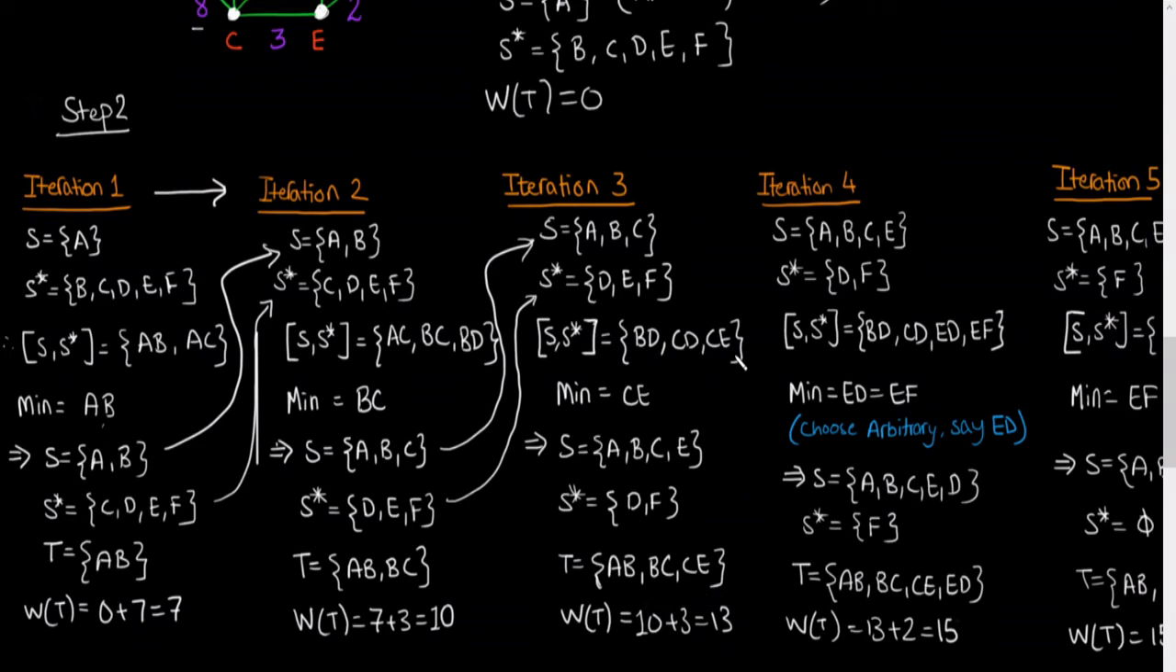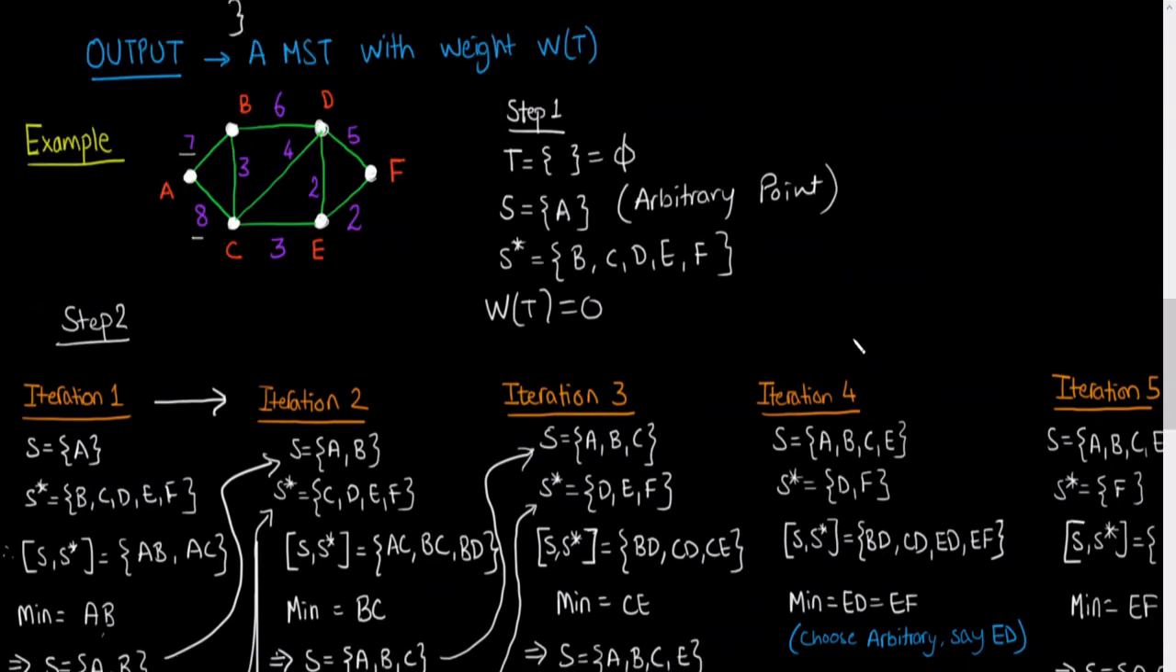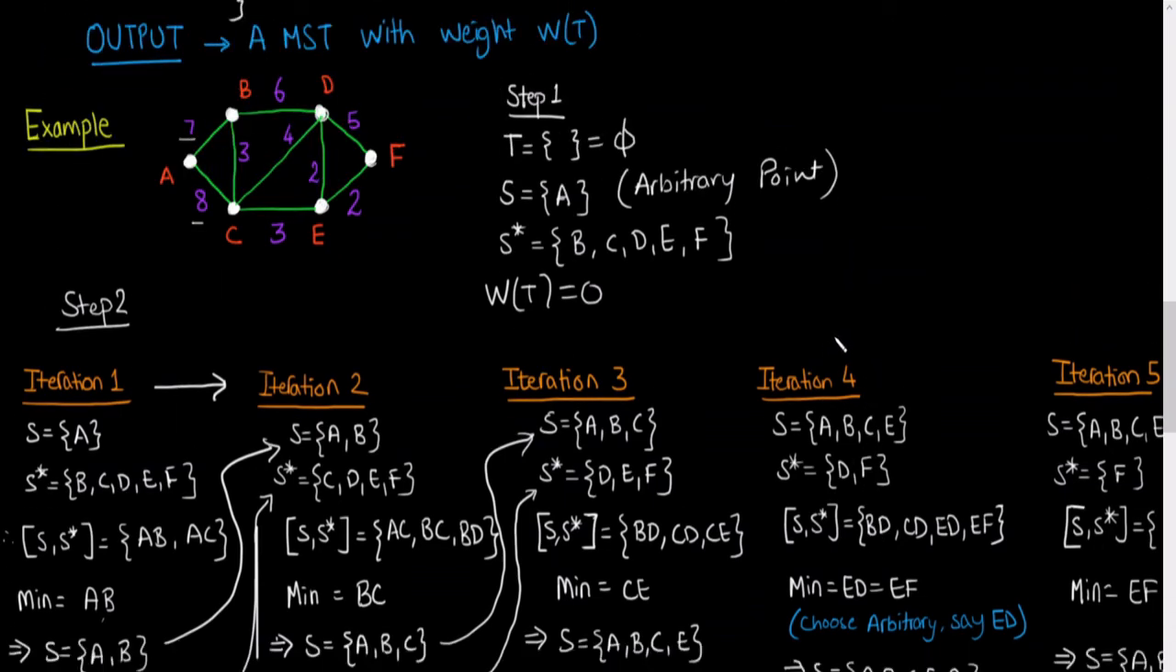So next up, iteration 4, we have S from our iteration 3 as ABCE and S star as D, F. Now all the edges from S to S star include BD, CD, ED and EF. Now one thing to be noticed here is that the weights of ED, that is 2, and EF, that is again 2, are same.